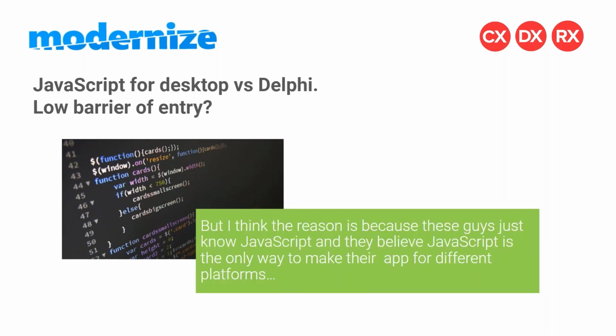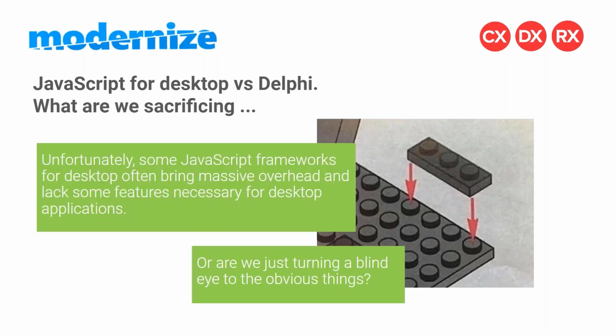I think the reason is that these guys just know JavaScript, and they believe that JavaScript is the only way to make an app for different platforms, because we have JavaScript for desktop, for web, and for mobile. Right now the trend is that somebody tries to develop everything using JavaScript, but you know that we cannot have something 100% universal. Unfortunately, some JavaScript frameworks for desktop often bring massive overhead and lack some features necessary for desktop applications.